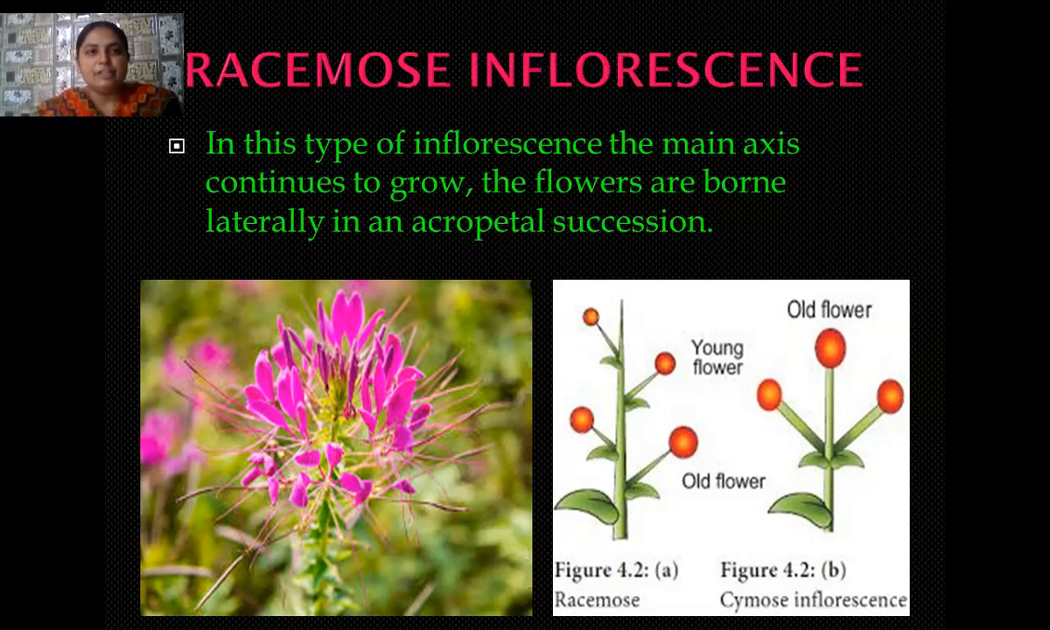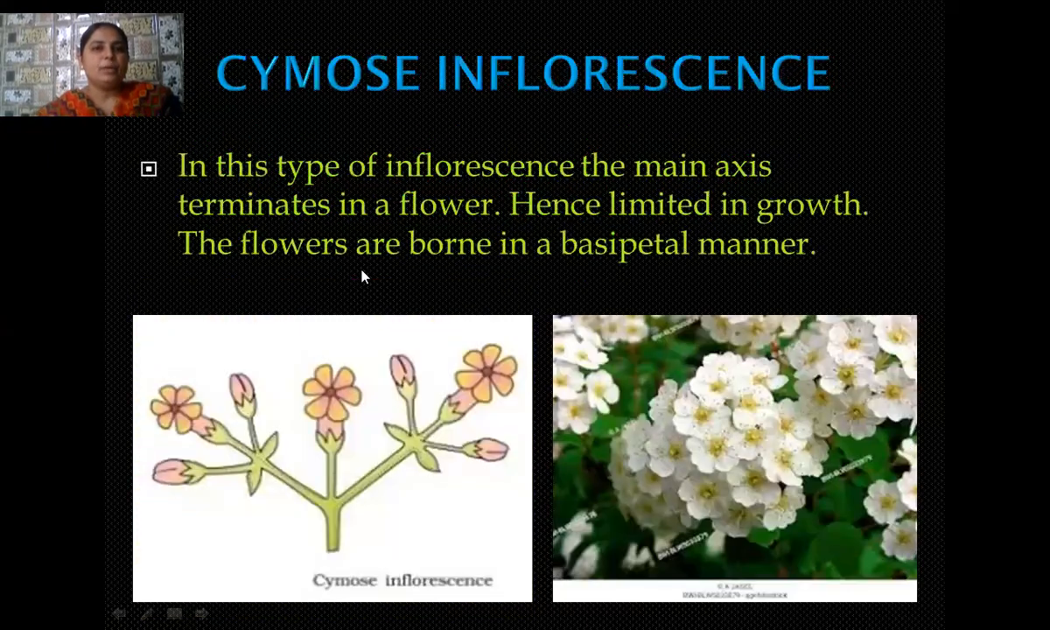That means the flower which is present at the topmost position is the first flower which appears on the branch. So here you can see the picture of the racemose inflorescence. Here it is very much visible to you in the case of racemose inflorescence: the flowers are present in an acropetal succession, whereas in the case of cymose inflorescence, the flower is present at the terminal position. Okay, cymose inflorescence. What is cymose inflorescence?